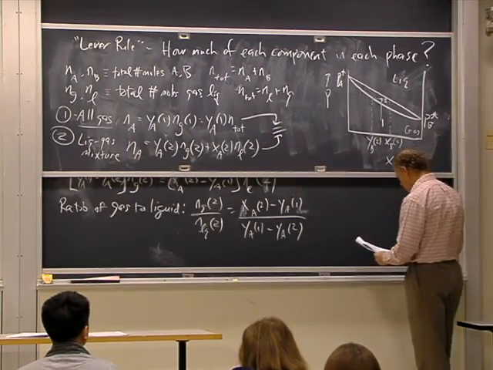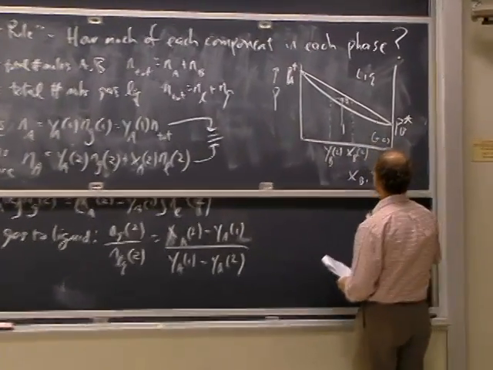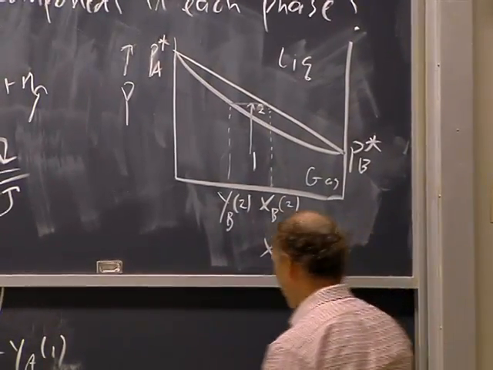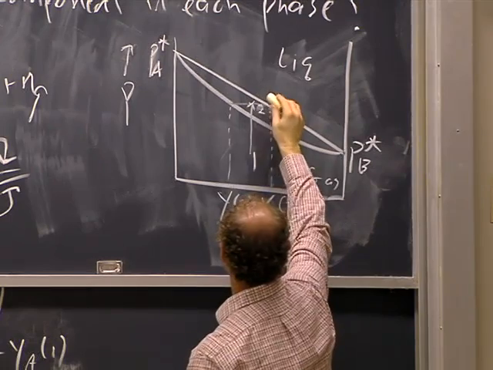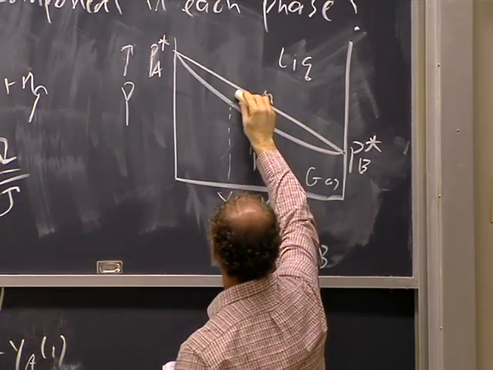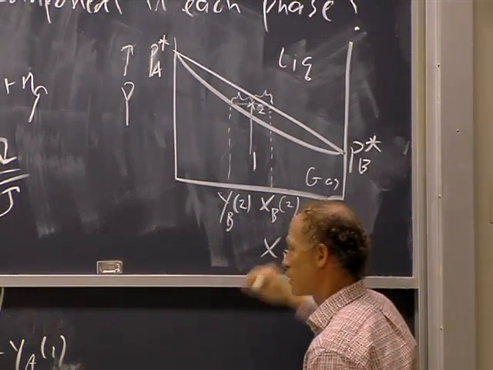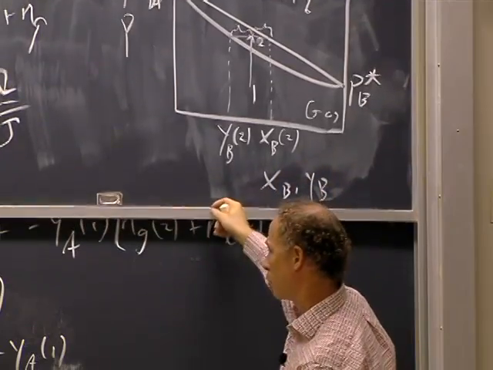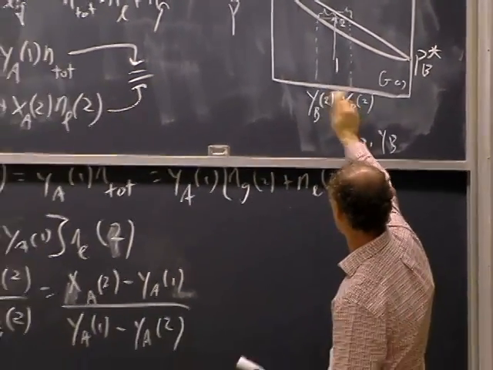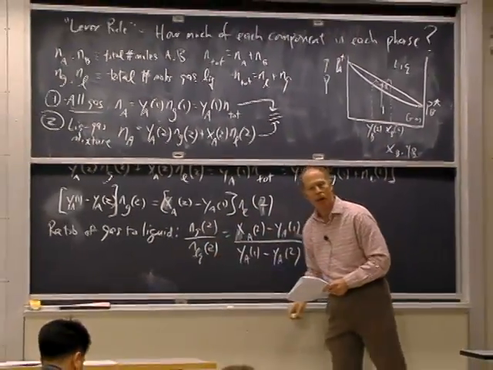I can look, so I raise the pressure up to 2, right? And so here's xb at 2, here's yb at 2, right? And I'm here somewhere, and this little amount, and this little amount, right? That difference, and it's just telling me that the ratio of those arms is the ratio of the total number of moles of gas to liquid.